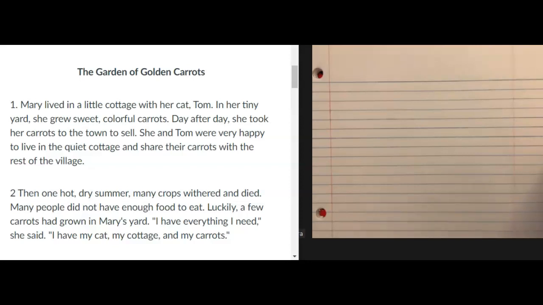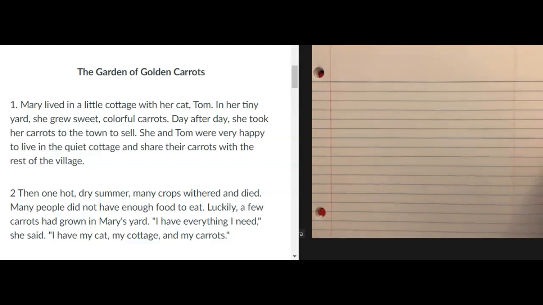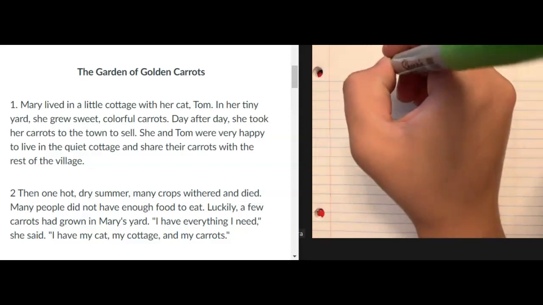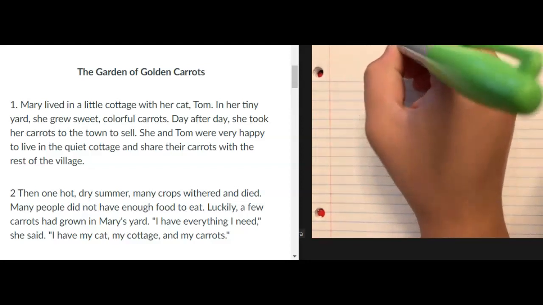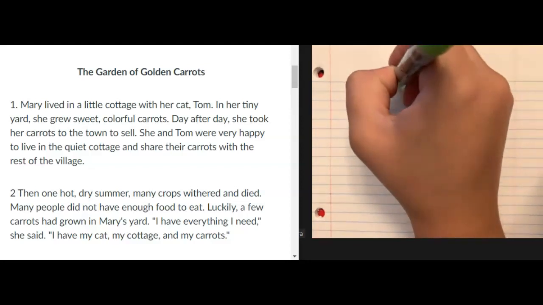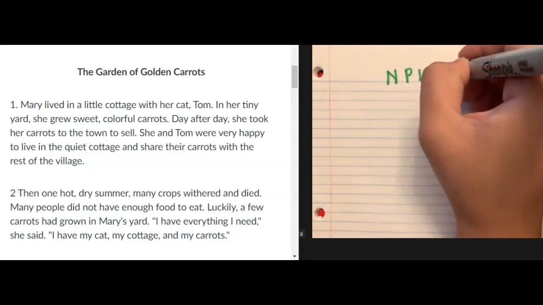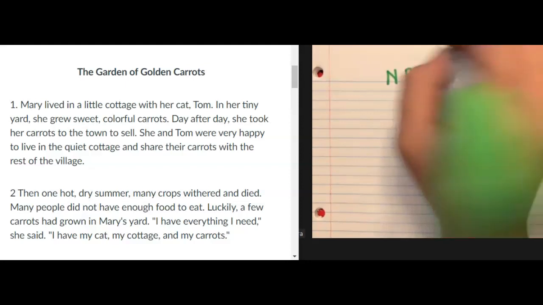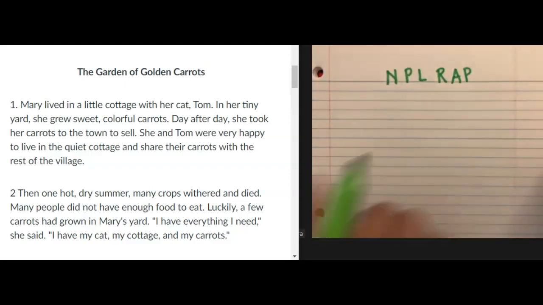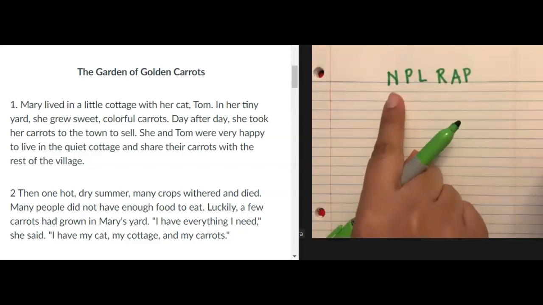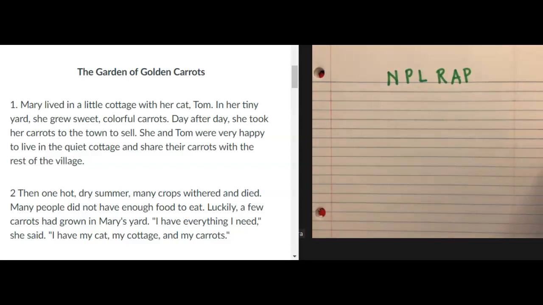So when you're doing NPLRAP, you're going to need your journal. And then at the top, you're going to write the letters N, P, L, RAP. The first thing in NPLRAP is to notice the passage. So what you're going to do is before you begin reading the story, you're going to scroll down through your passage to see if there are any things that stand out.